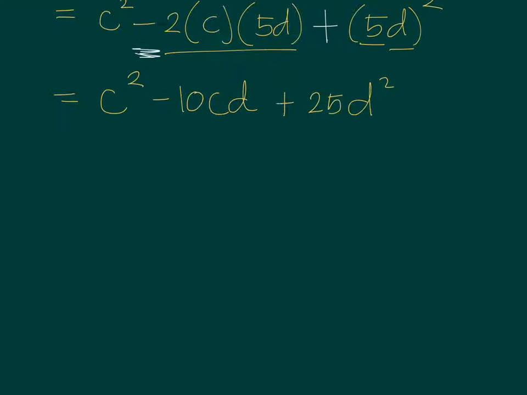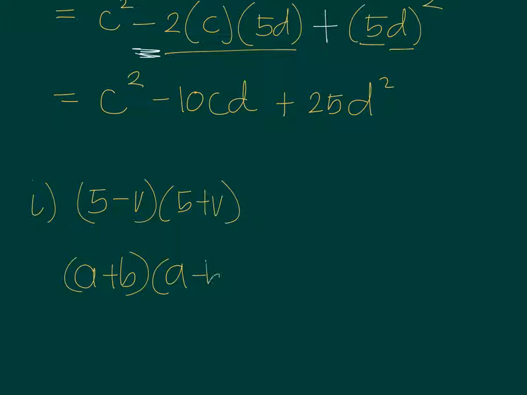Okay, next. In letter I, you were given 5 minus V times 5 plus V. 5 minus V and 5 plus V is an example of A plus B times A minus B. And again, we learned in class that if you expand an expression wherein the first terms are the same and the second terms are the same, and that the middle sign or the operation in between is one is addition and one is subtraction, then that means this will result to A squared minus B squared.